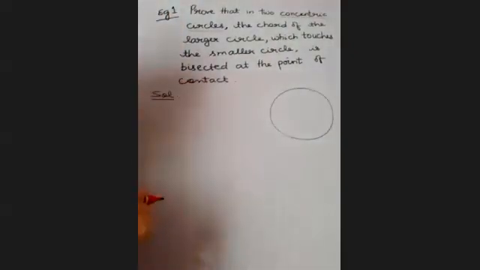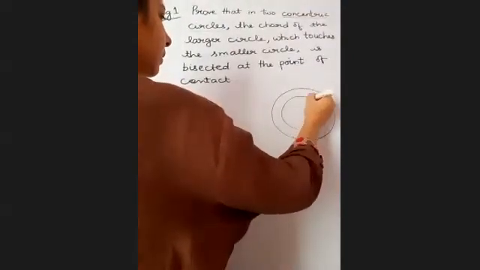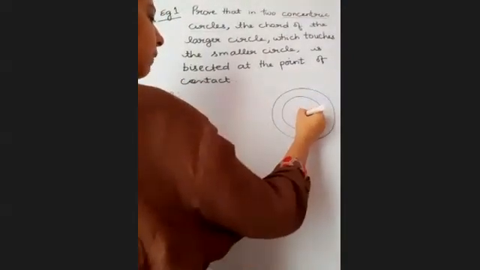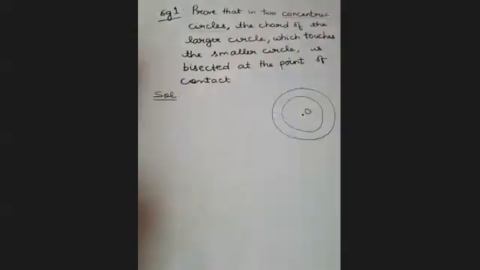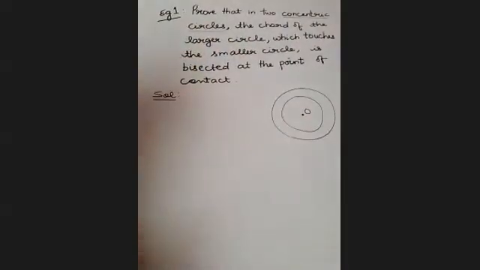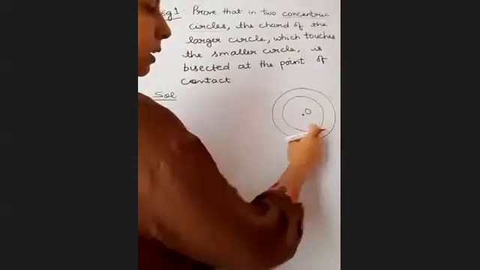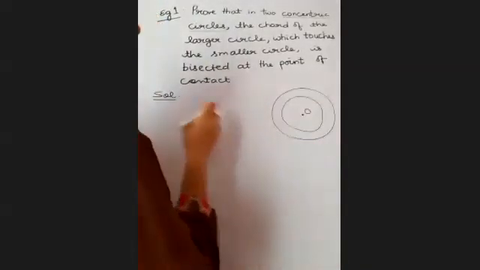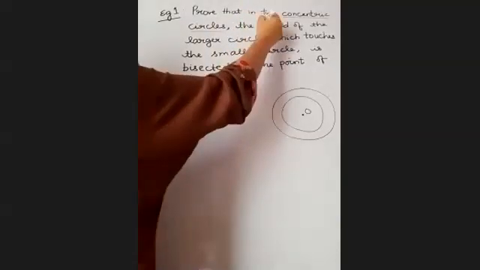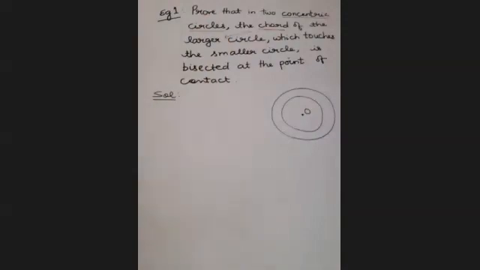So let this be one circle, and let this be another circle, such that they both have a common center O. Which touches the chord of the larger circle. You have to make a chord of the bigger circle. Chord, you know, right? It is formed by any two points on the boundary of the circle. So the chord has to be drawn on the larger circle, which touches the smaller circle.